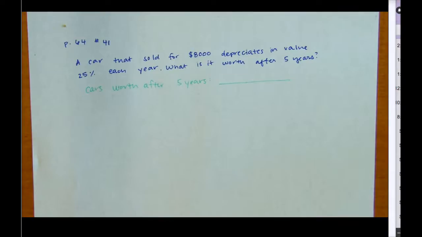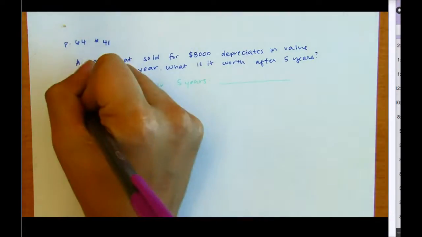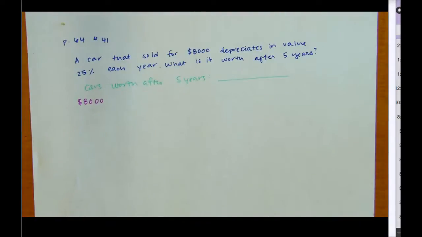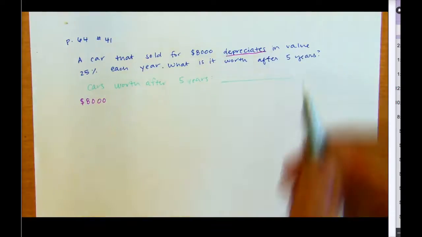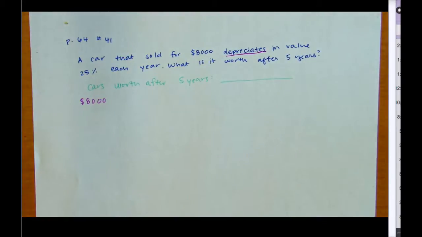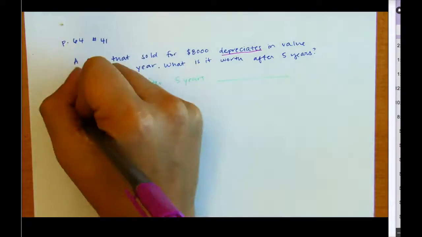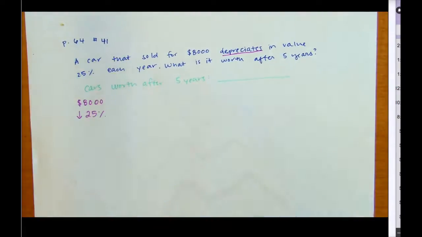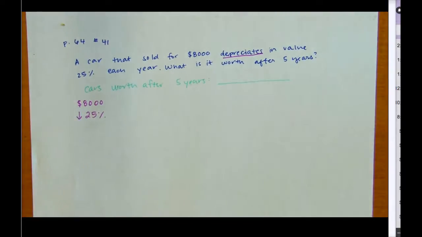For what I know, you may have said, well, I know that the car is worth $8,000. And I know that it is depreciating, so if you don't know what depreciates, think about decrease. D means go down. So it's going down in value 25% each year. Those are the 3 pieces that I need to know and recognize to solve this problem.